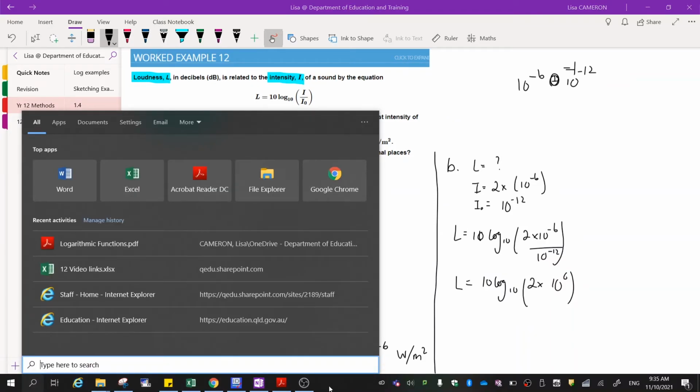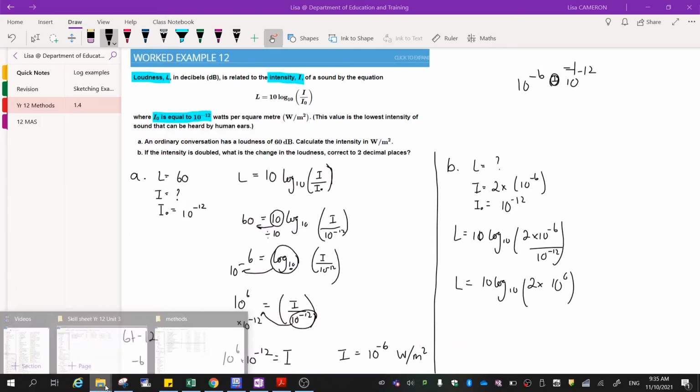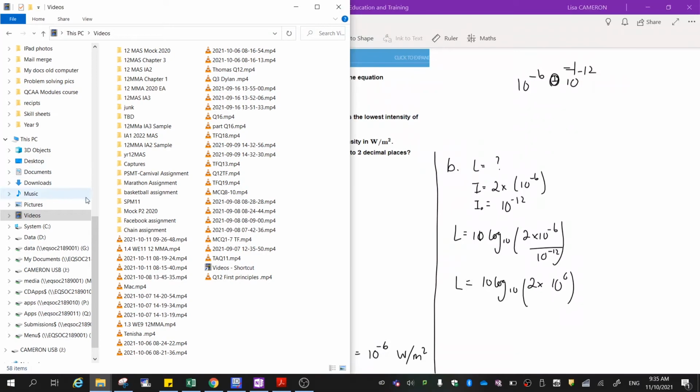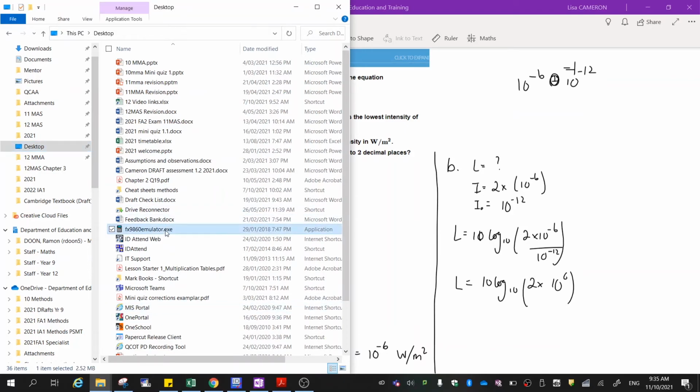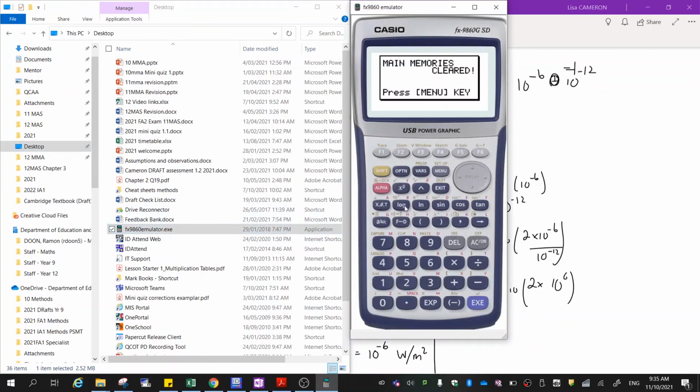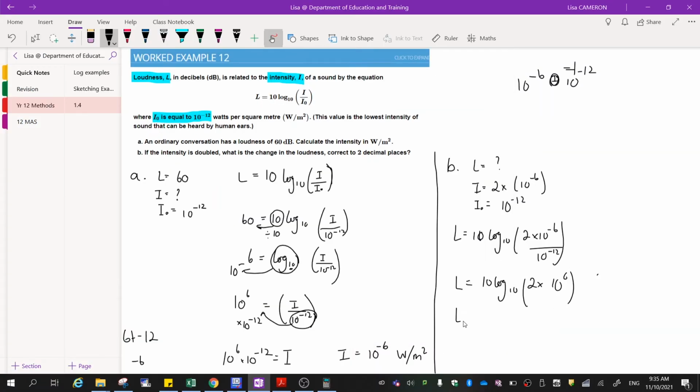Now, because this has a base of 10, that means that I can, let me just find my calculator, there you are. Because it has a base of 10, I can use my standard log button. So 10 log bracket 2 times 10 to the power of 6 bracket equals 63.01. So the loudness, when I've doubled the intensity, becomes 63.01 decibels.